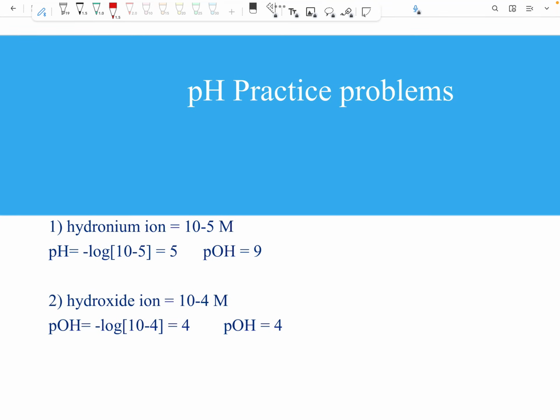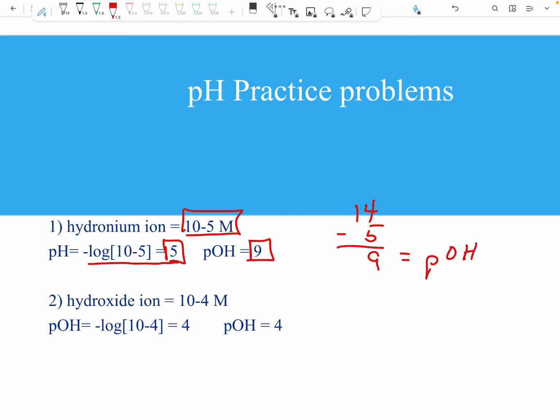So let's take a look here. Say we have a hydronium ion concentration of 10 to the minus 5 molar, and what we'd have to do is calculate the pH for that. Well, we set it up like this. The negative log of 1 times 10 to the minus 5 will equal 5. And that's the pH of that solution, 5. However, we can find the pOH too, because 14 minus 5 equals 9, and that would be the pOH for that solution. Because remember, the pOH and the pH both have to add up to 14.